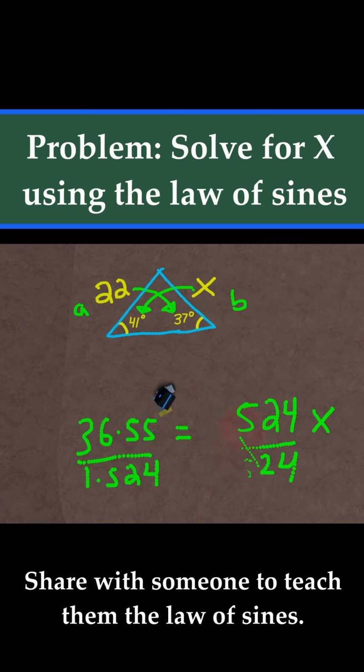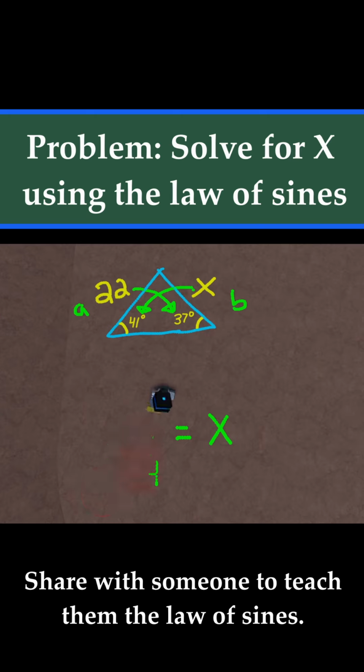And now once you do all this math, just do 36.55 divided by 1.524 on a calculator. You should get that x is equal to 23.98. And that is your answer for x.